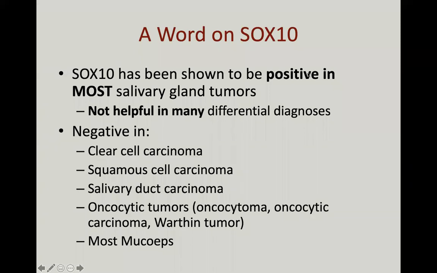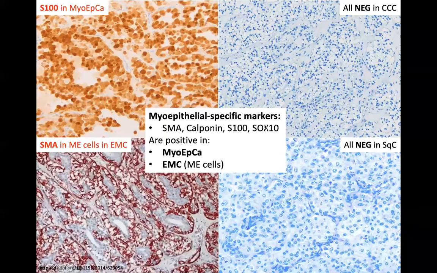So now I'm going to interject here a word on SOX10. So why am I highlighting SOX10? It has been shown to be positive in most salivary gland tumors to varying degrees, and I think is not really helpful in a number of differential diagnoses, with the exception of the one we're talking about here. So it is negative in clear cell and squamous cell carcinoma, which we've seen. It's negative in salivary duct. It's negative in oncocytic tumors and most mucoeps. So if you have an occasion to use SOX10 in a particular differential diagnosis of which any of these tumors fall, use it, but I only use it cautiously and with this kind of very specific differential diagnosis in mind.